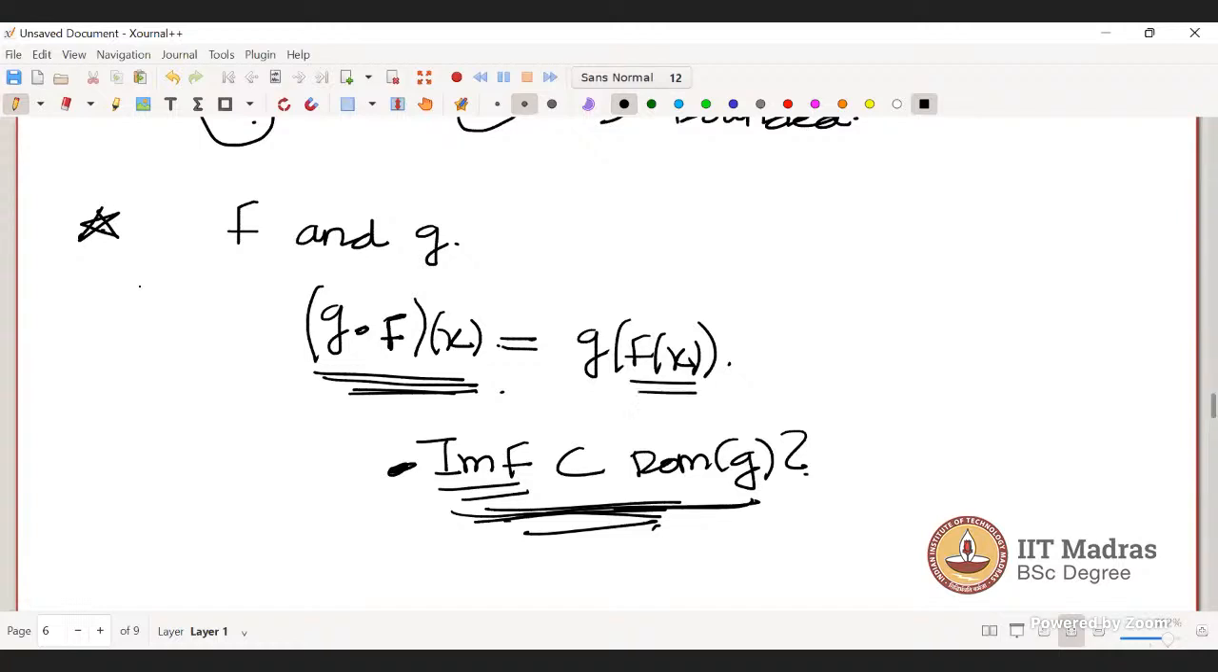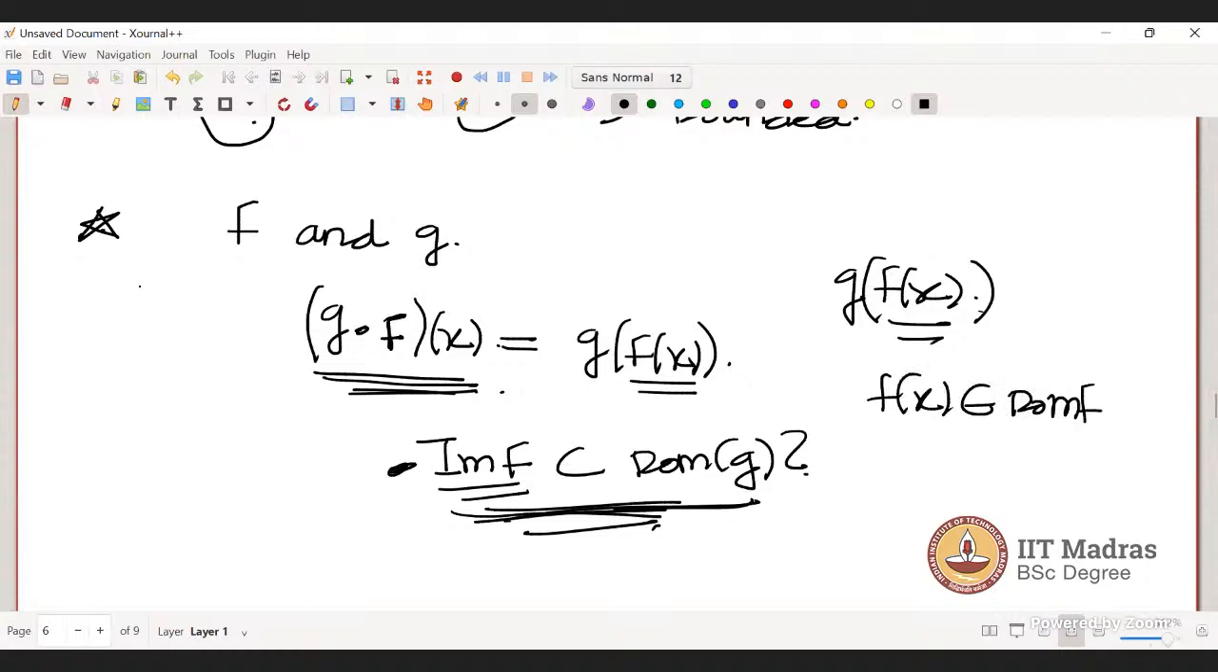You are first calculating f of x, right? Then you are applying G on it. If f of x is not in the domain of G, then how will you compute this? So you need this condition. The range of f of x should be in the domain of G. Yeah, that is what I have written.